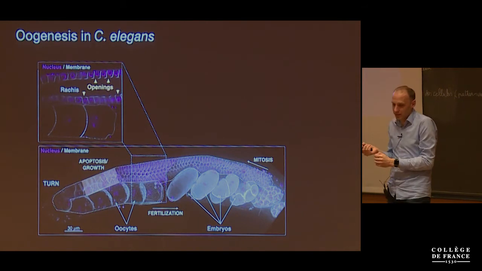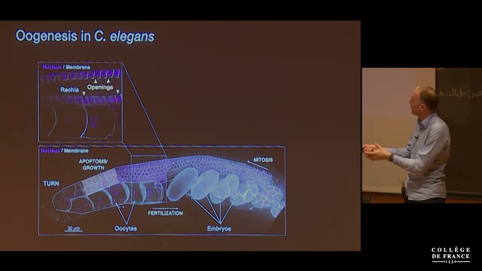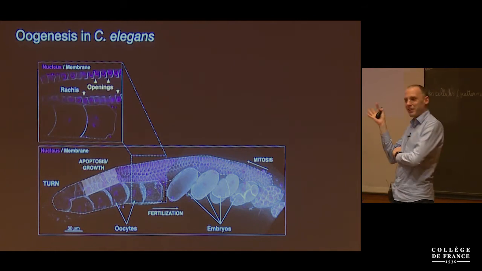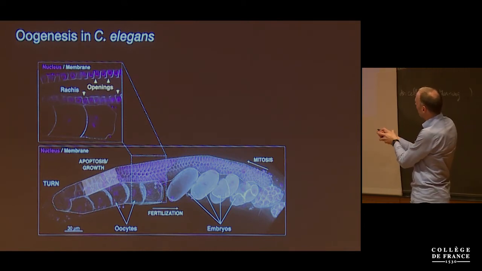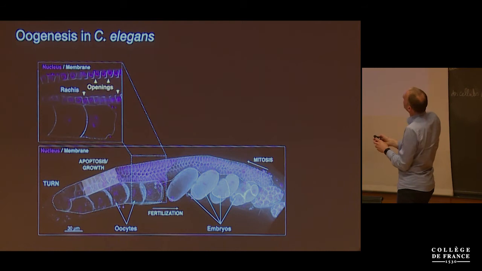C. elegans is a hermaphrodite, so it first produces sperm and then produces oocytes. So there's sperm over here, they're parked in another organ, and then these oocytes are self-fertilized to make the eggs. Okay, so that's it about oogenesis. So cells grow from very small to very large in a large syncytial structure.